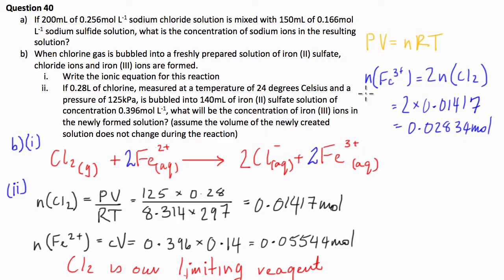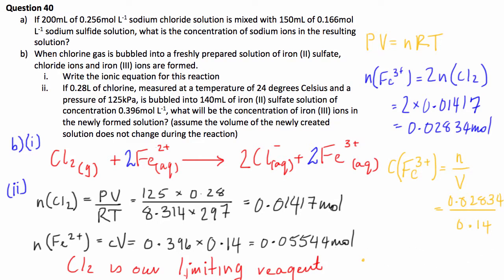Now we just have to work out the concentration of our Fe3+, which shouldn't be too hard. It's exactly the same as we did in part A of this question. So all we're going to do is work out how much solution we have: 0.14 litres. So the concentration of Fe3+ will be equal to the number of moles divided by the volume, which is equal to 0.02834 divided by the volume, 0.14.